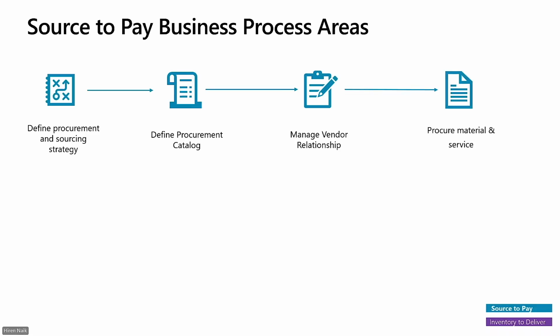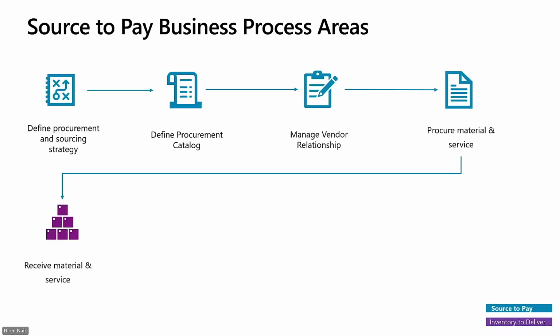Procure materials and services. This business process area includes creating purchase requisitions, request for quotations, purchase orders, and purchase agreements. It also includes communications with vendors about the purchases either manually, electronically including EDI, or using a portal such as the vendor collaboration portal. The purchase orders may also come from other business process areas such as project to profit or plan to produce.